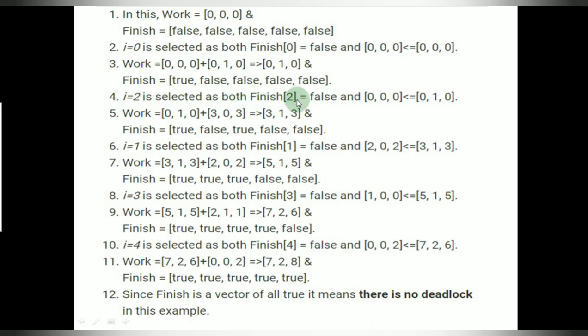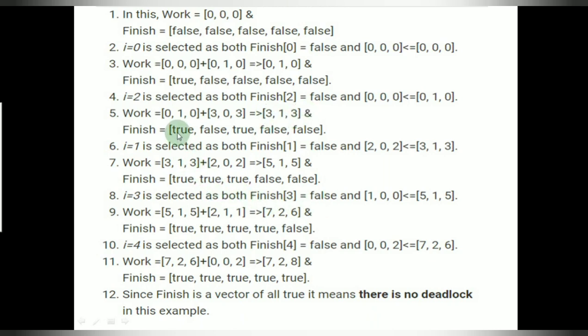So I go for P2. Now I select P2. So P2 is false. And is P2 less than the new available? Yes, it is less than the new available or work. So I can be granting it. Now I will be adding the allocation of P2. That is, allocation of P2 is 303. So this allocation I will be adding to the work. So my new work or available is 313.